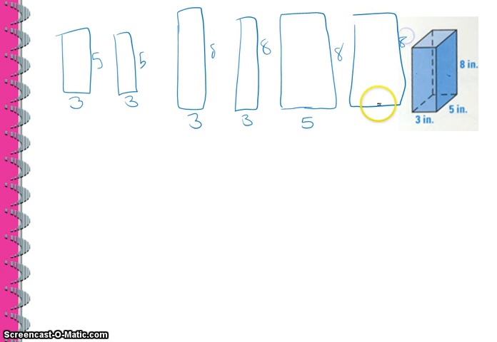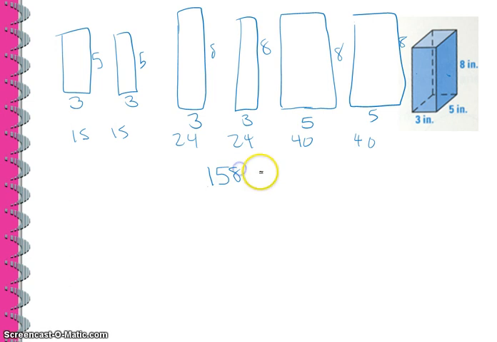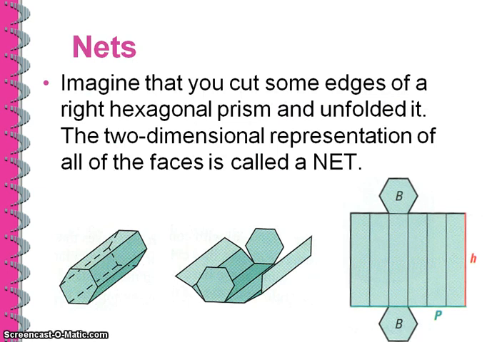So if we're trying to really look at what the surface area is, it's no more than adding up the area of all of the faces of this polyhedron. So this is 15 and 15 and 24 and 24 and 40 and 40. That's all it is. And if I add all that up, I get 158 inches squared as the surface area of this rectangular prism. And really, what I was doing was a net.